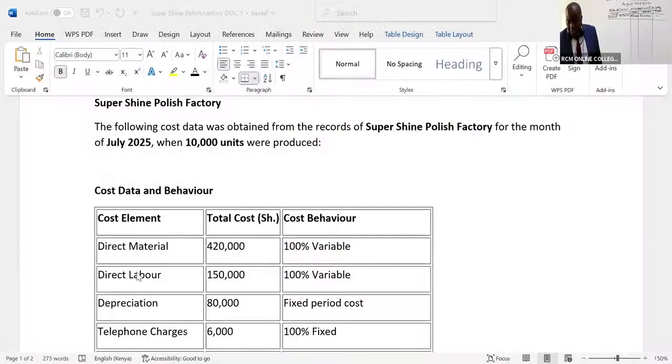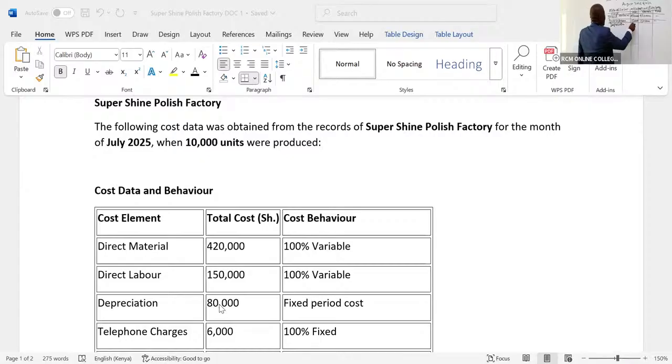So next one again is direct labor. So we have here direct labor. Ladies and gentlemen, if it's mentioned to be direct, then automatically that's 100% variable. So it's 150,000 variable, and a dash for fixed. Then we have the third one, which is depreciation. Depreciation is 80,000. So we have here depreciation.